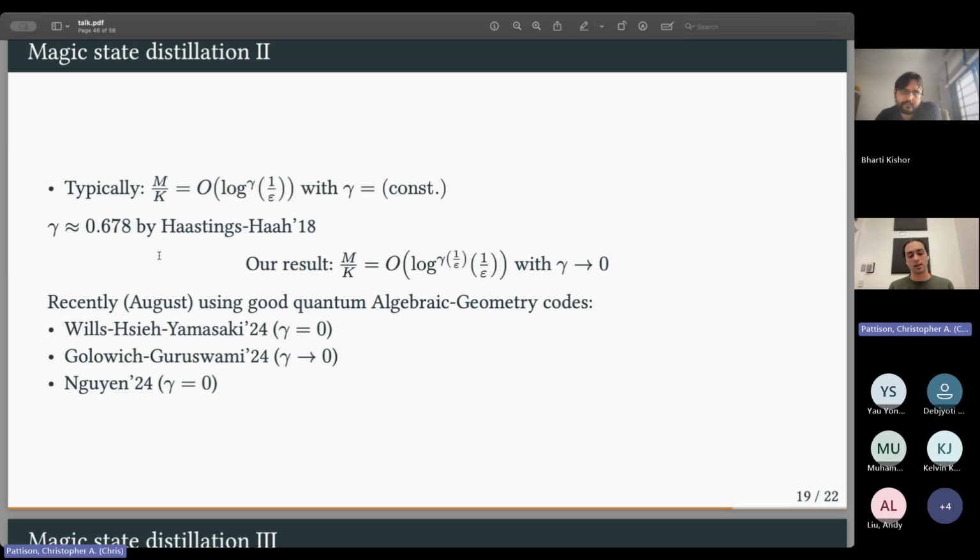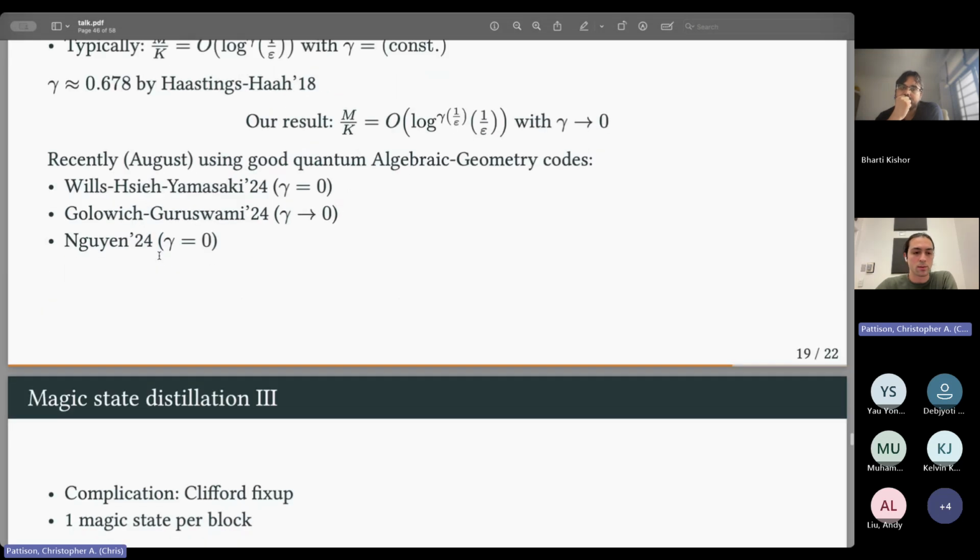And in fact, because of the concatenated structure, this gives us lower time overhead compared to distilling at once with a very large algebraic geometry code or something like that. Even if you were to use some of these AG codes, you would still have to do some of this concatenation with known constructions so far.